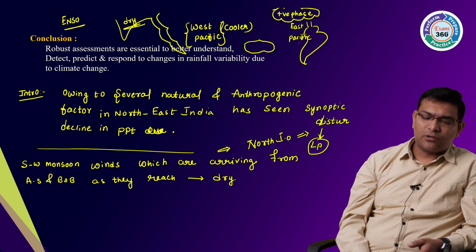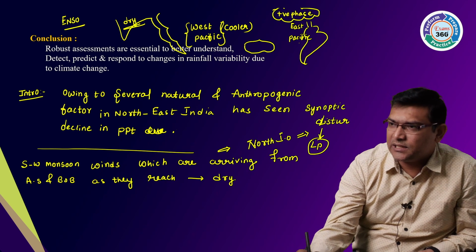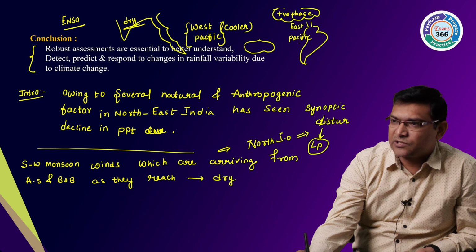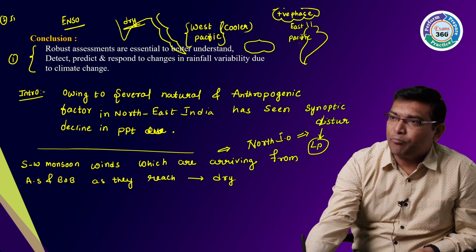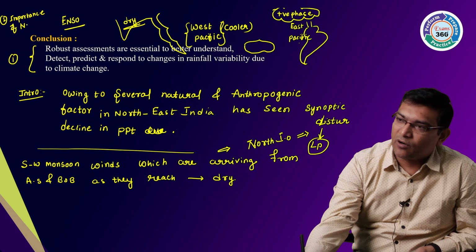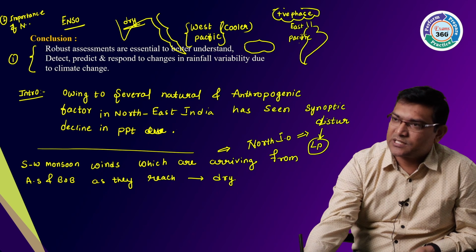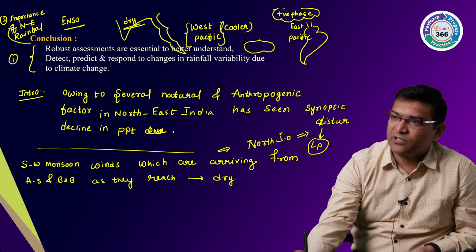See, you can conclude either here like this. This is one way of conclusion. The other way of conclusion is writing the importance of northeast rainfall. Either write this one, conclusion can be this one, or either this one.